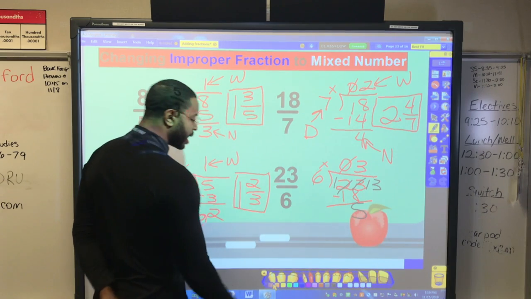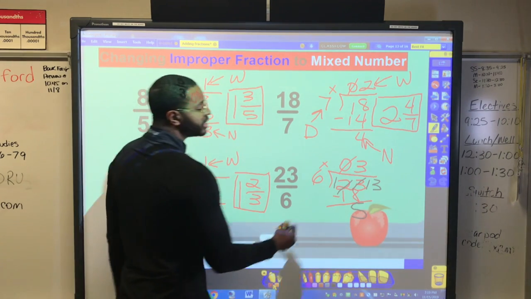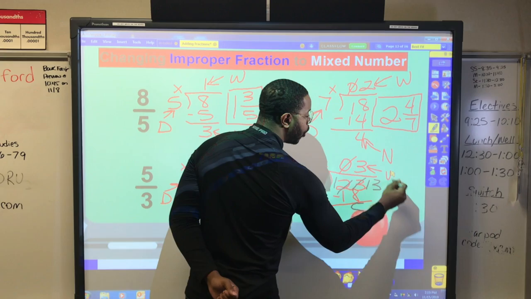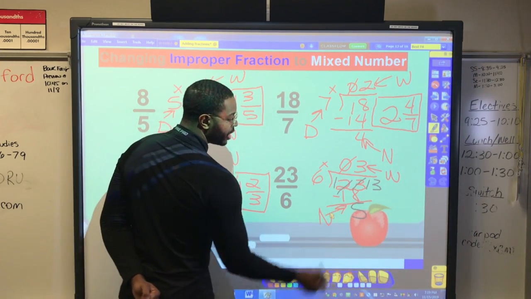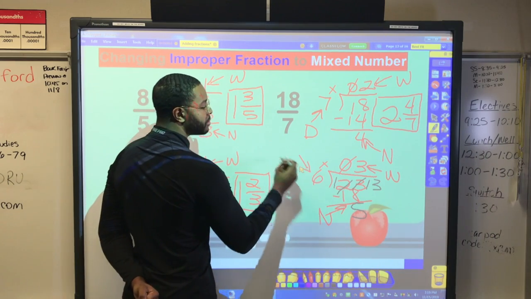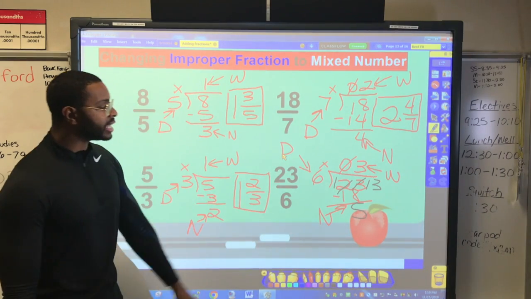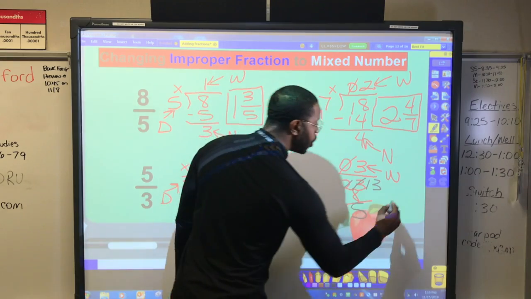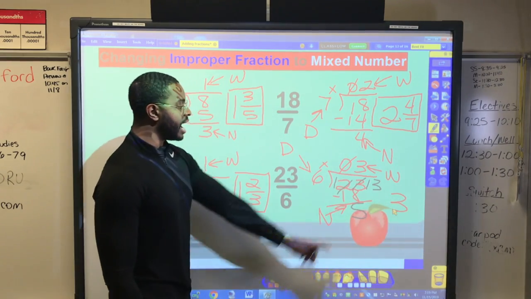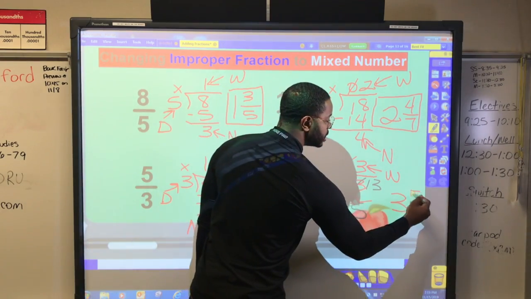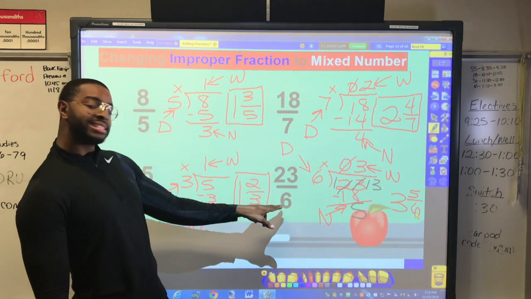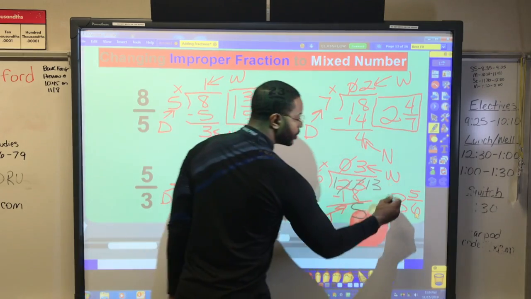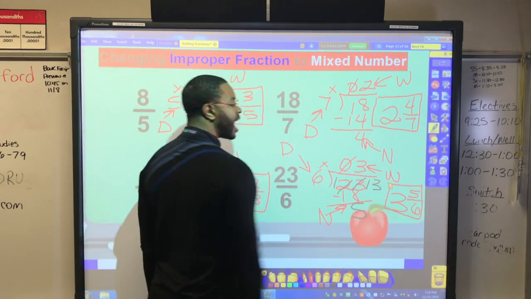Let me switch the color back. Okay, so I know that this is going to be my whole. I know that this is going to be my numerator, and I know that this is going to be my denominator. And when I look at that, I have 3 wholes. Okay? I have 5 out of 6. So that's telling me that 23/6 is equivalent to 3 wholes and 5/6.